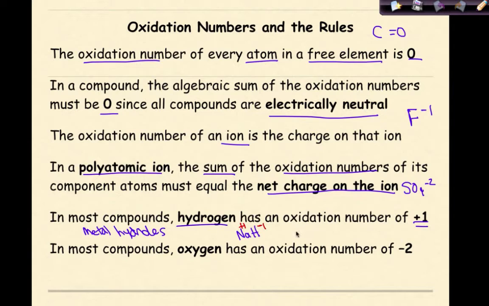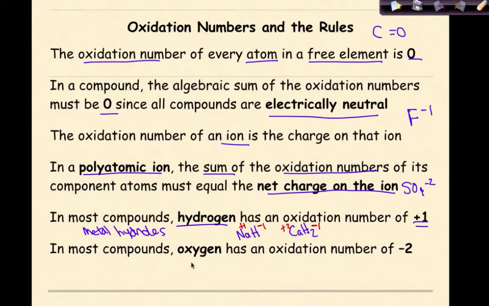Or if we had a situation like calcium hydride, CaH2, calcium can only be +2, and if I'm going to make this electrically neutral, I need 2 hydrogen atoms involved in this ionic compound, so hydrogen has to be -1. 99.9% of the time for hydrogen, you're going to be +1. Just be aware of the metal hydrides.